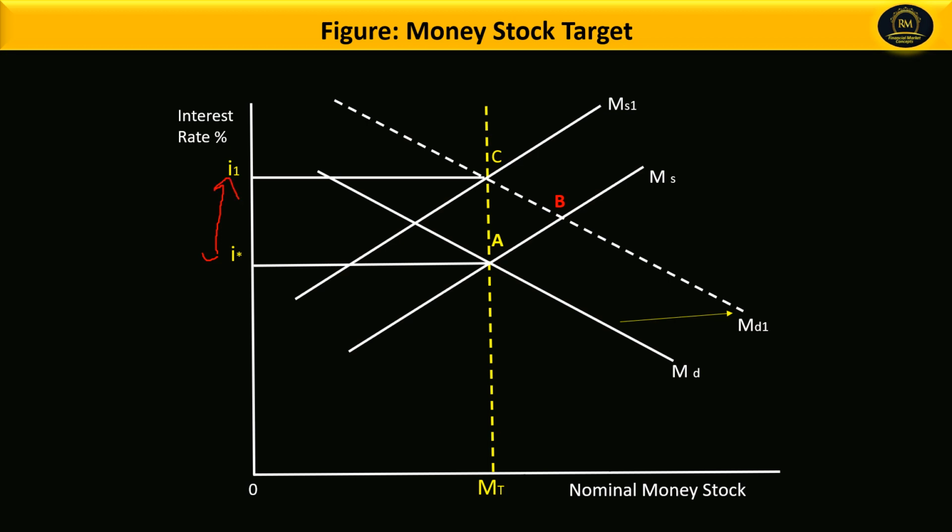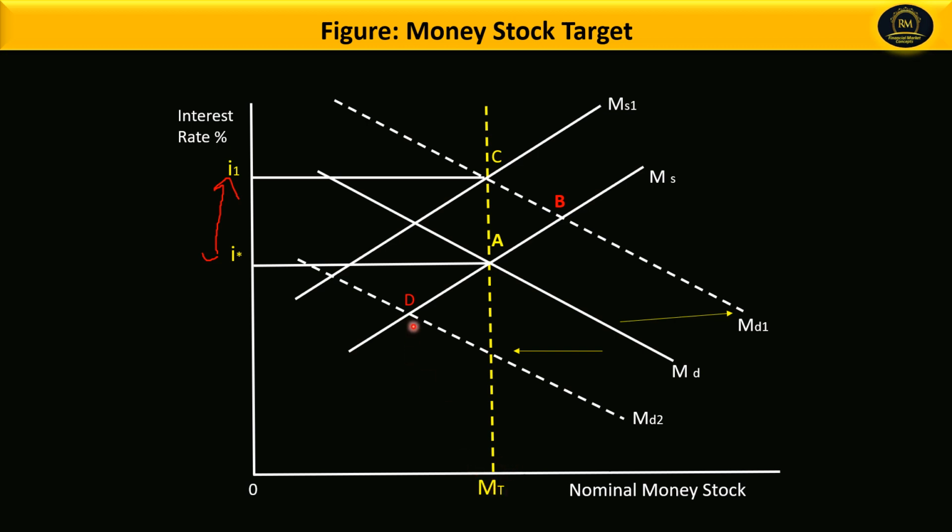In the same way, if there is a decrease in the price level in the economy, the demand for money shifts towards the left. The demand for money curve moves from MD to MD2. At a given money supply, a new equilibrium is set up at point D. But at point D, the equilibrium money stock reduces and it is less than the targeted money stock, that is MT.